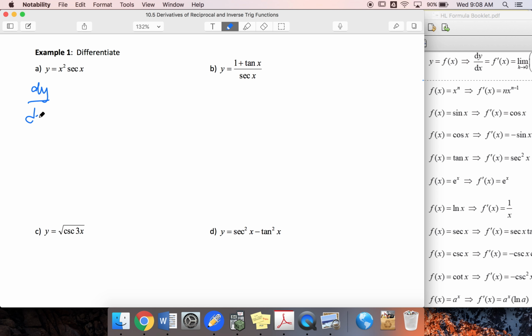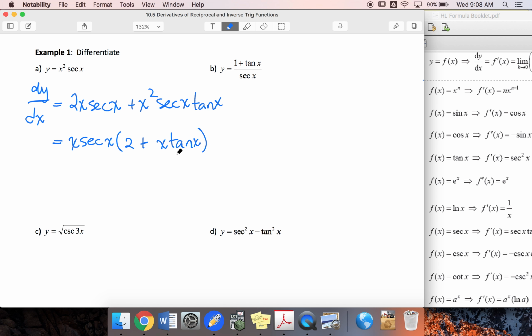dy dx is 2x secant x plus x squared. I don't have the derivative of secant x memorized. I'm going to look it up, and it's secant x tan x. I always like to have a factored answer, so I'm going to take out the x secant x and have 2 plus x tan x left over.